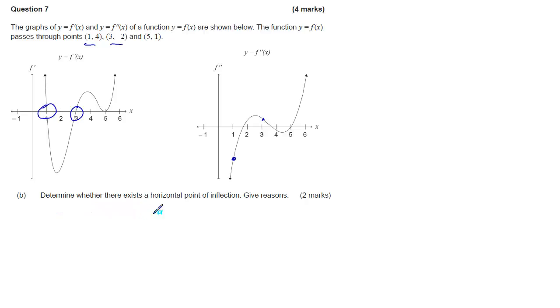Determine whether there exists a horizontal point of inflection and give reasons. And that's where we start looking at this one here. We can see that the gradient is 0 here, and since this is the gradient function, we've got a positive gradient because it's above the x-axis, then 0, then positive. So positive, 0, positive is a point of inflection. So yes, and we can see that that's at (5, 1).